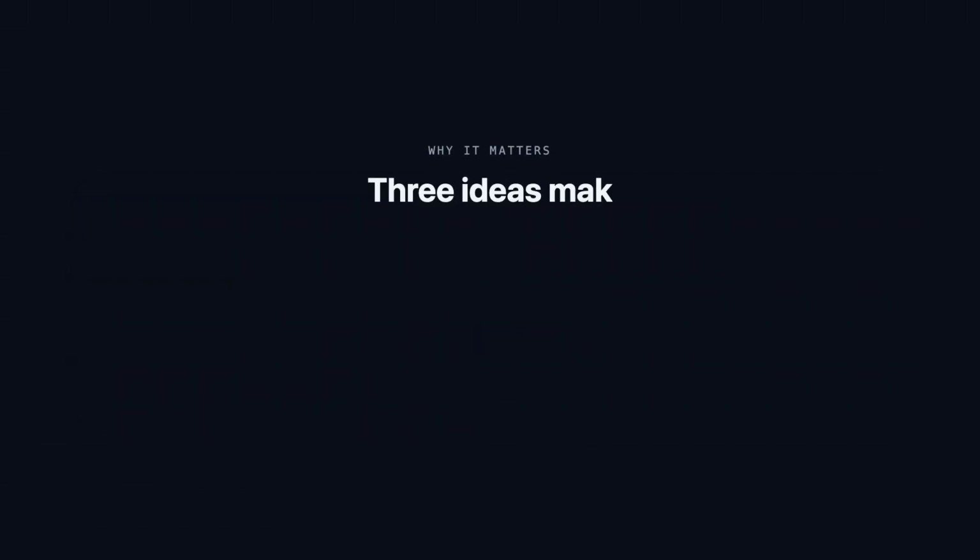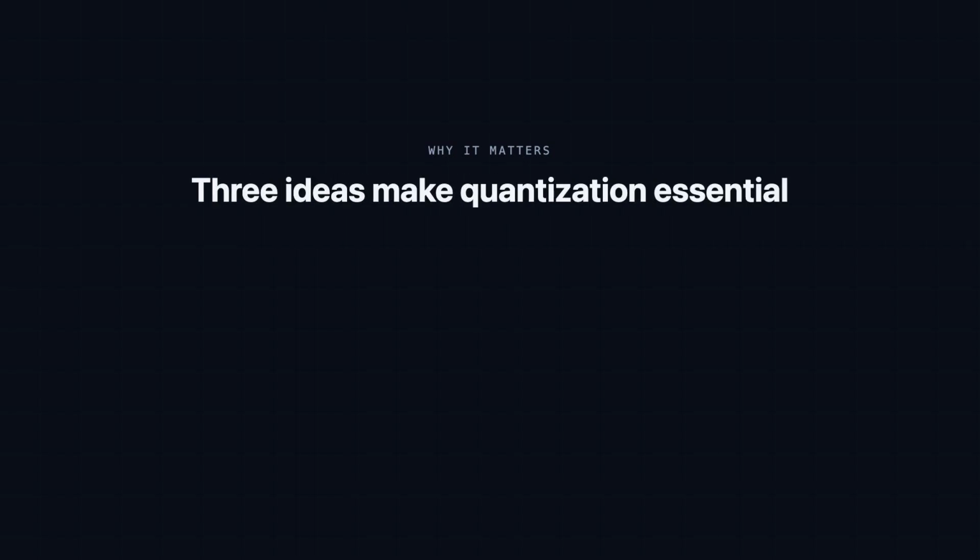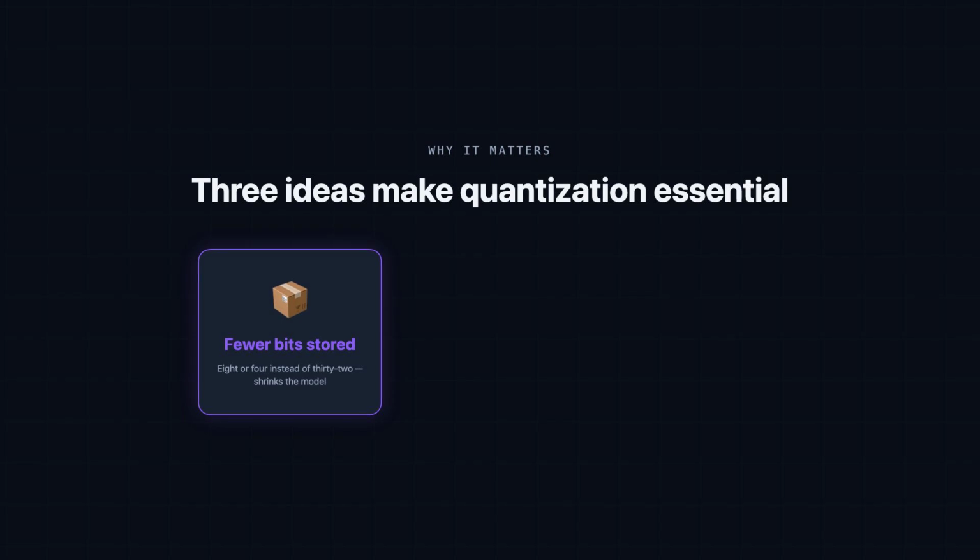Strip it down, and 3 ideas capture why quantization matters so much. It stores weights in fewer bits, 8 or 4 instead of 32. That single change is what shrinks the model on disk and in memory, turning something that needed a server into something that fits on modest hardware.